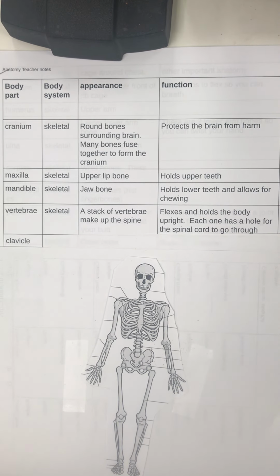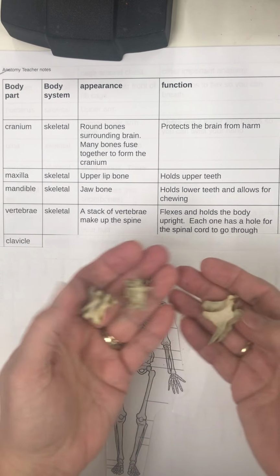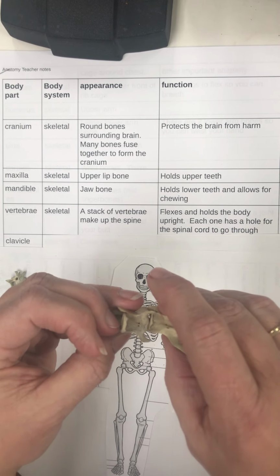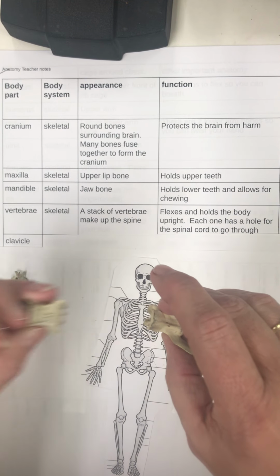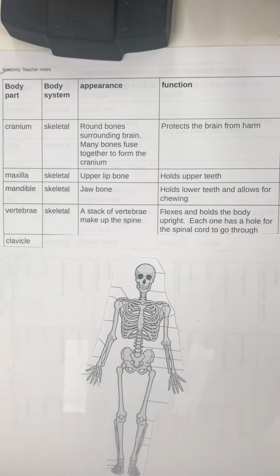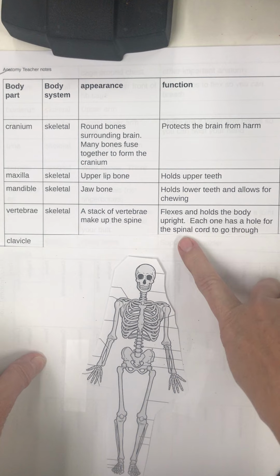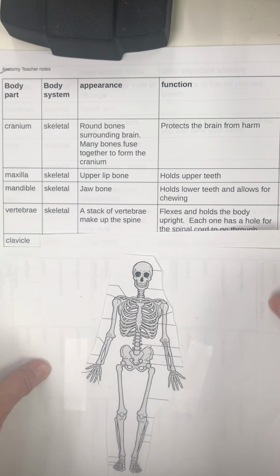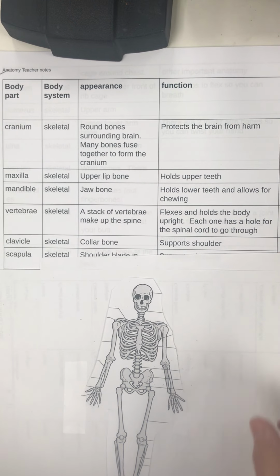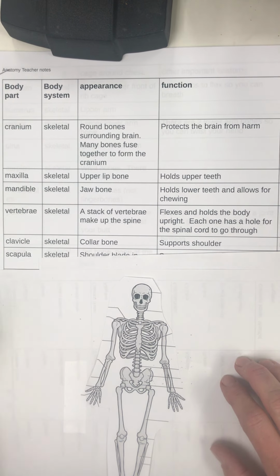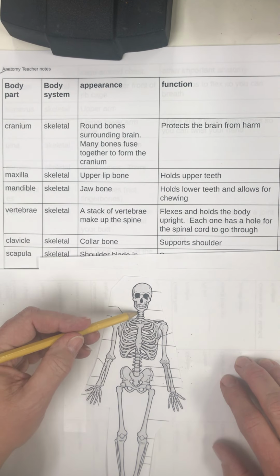I have some other bones, these are several vertebrae from, I think, an opossum. But you can see how they would sit on top of each other and there'd be a pad inside. When you put them all together, they'd make a big, long vertebrae. A stack of vertebrae makes up the spine. It flexes and holds the body upright. Each one has a hole for the spinal cord. The clavicle is next. Oh, and by the way, I forgot to show you the vertebrae. All these are stacks, and you can only see parts of the stacks of the vertebrae. They go from your pelvis all the way up to your skull.